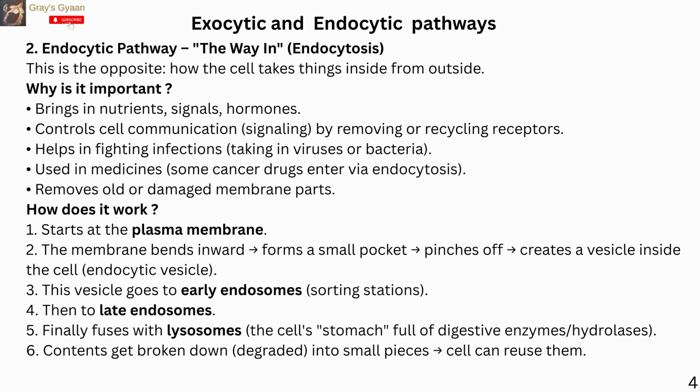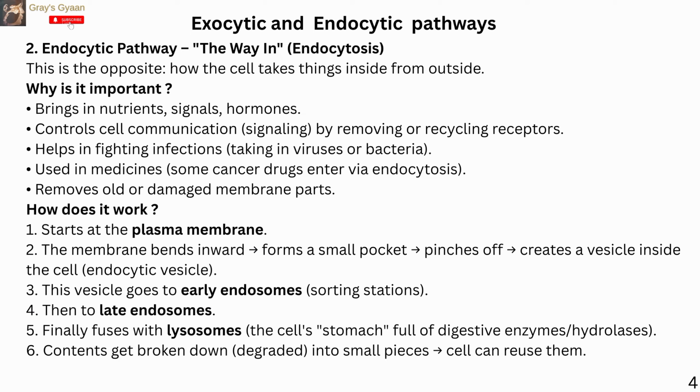Here the cell takes things inside from outside, through the plasma membrane. This is important to bring in nutrients, signals, hormones. It controls cell communication, signaling, by removing or recycling receptors. It helps in fighting infections. Used in medicines, some cancer drugs enter via endocytosis. It removes old or damaged membrane parts.